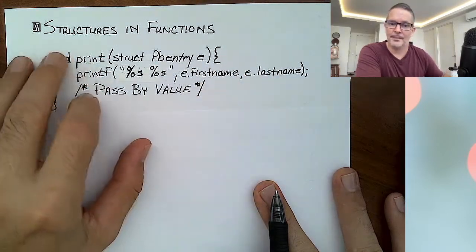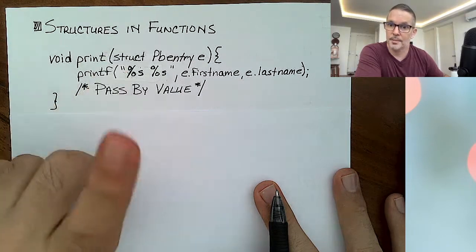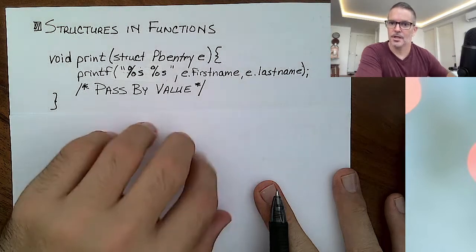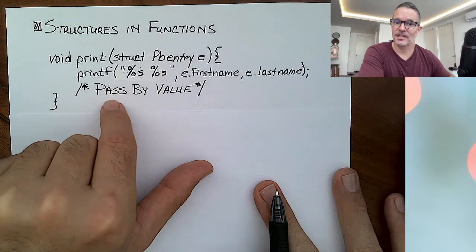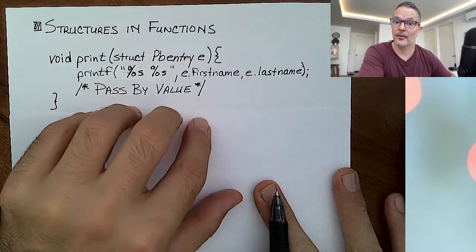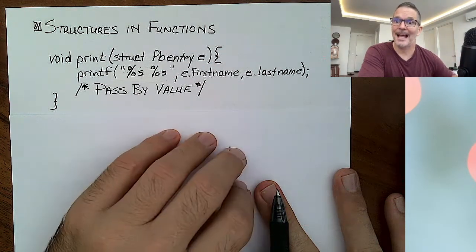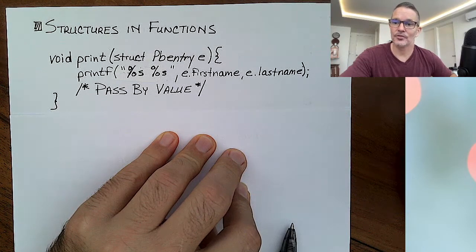So I can happily print out the values inside the structure, but I can't change the values inside the structure because this function definition is a definition that will pass the structure by value, meaning it will pass a copy of the structure into the function. Now I can access everything, but I'm not able to change anything.